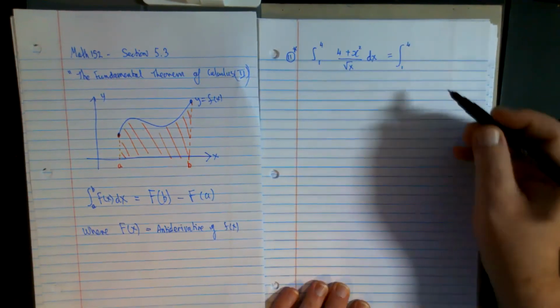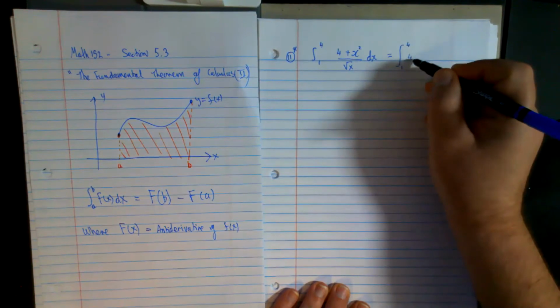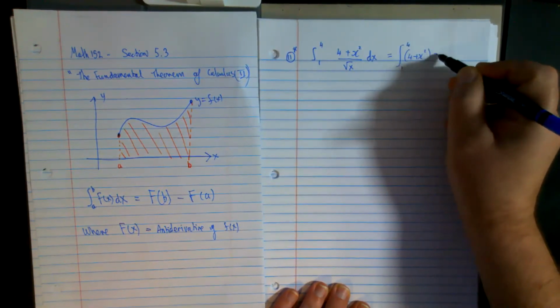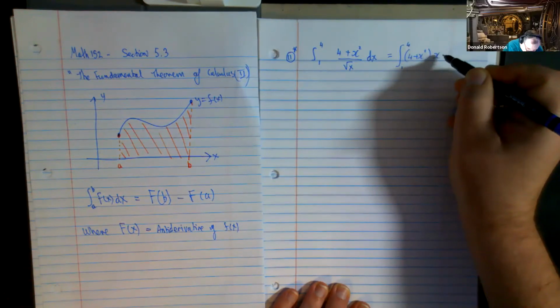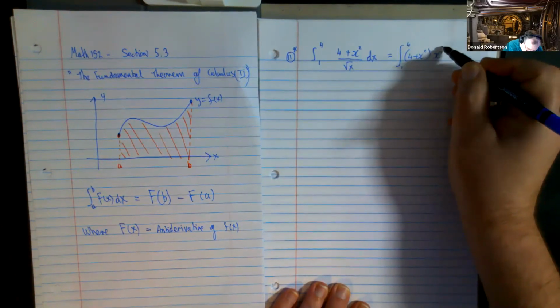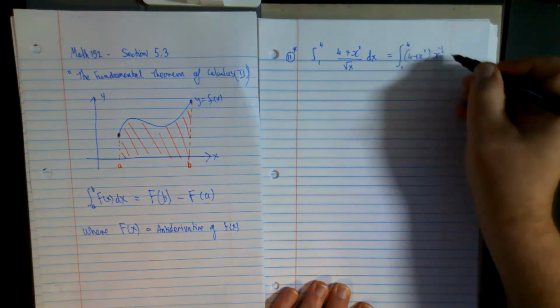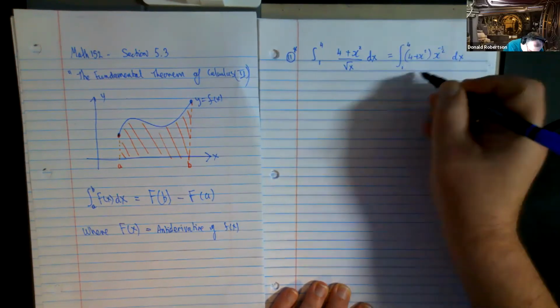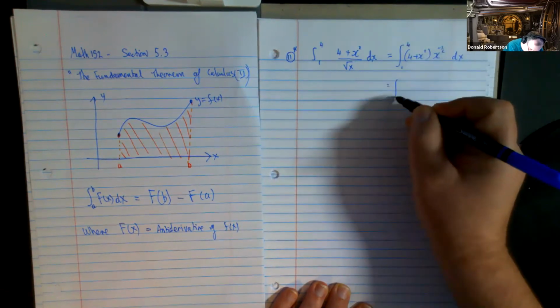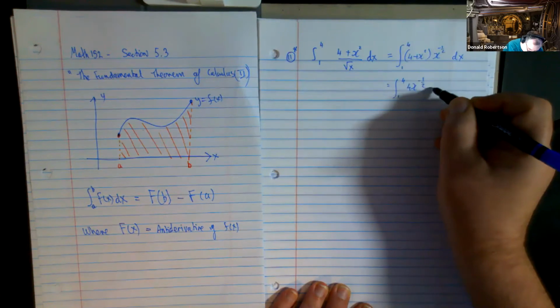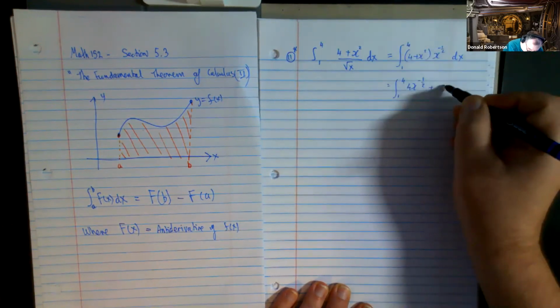You could do 4 plus x squared quantity times x to the 1/2. Almost. What kind of half? Sorry, to the negative 1/2. Right. Now, if you distribute this, you get 4x to the negative 1/2, and this guy you get x to 3/2.